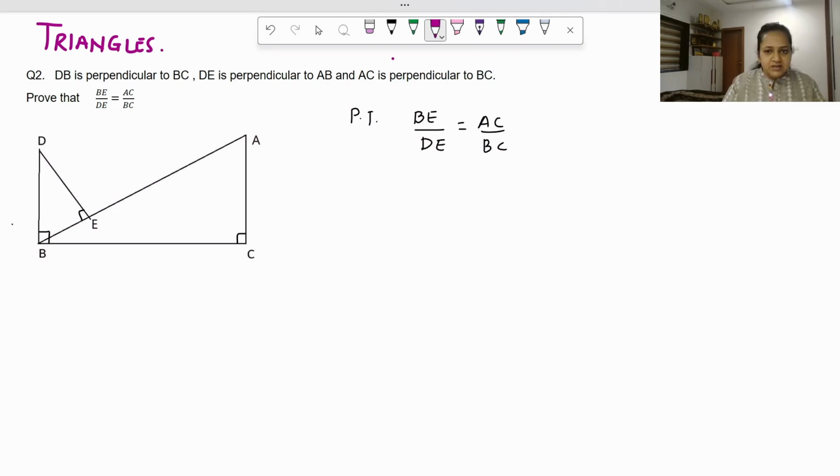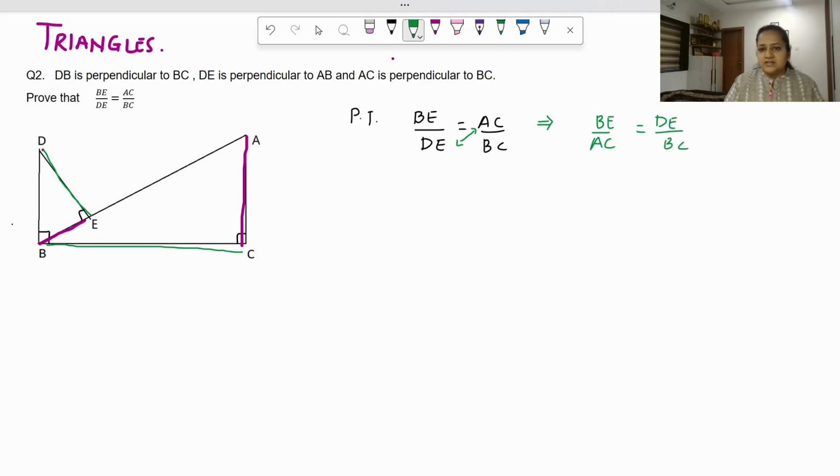If I look at this, I have BE and AC which belong to two different triangles, right? And we have DE and BC, they too belong to different triangles. But we can see that BE and DE belong to the same triangle. So what we can do is modify the question and write this as BE, interchanging the positions of AC and DE. So we get BE upon AC is equal to DE upon BC.